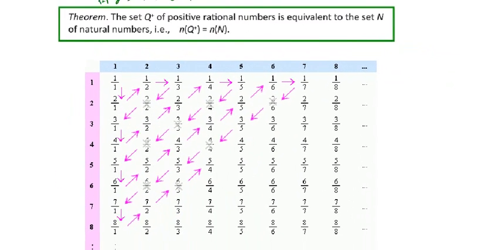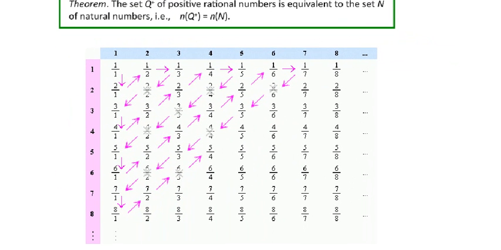So here we have a theorem. The set Q plus, so it's positive rational numbers, is equivalent to the set N of natural numbers. So it's just saying that the number of elements in both of those are the same. And then it's using a little table to kind of show you that.